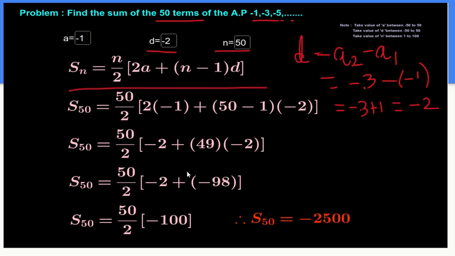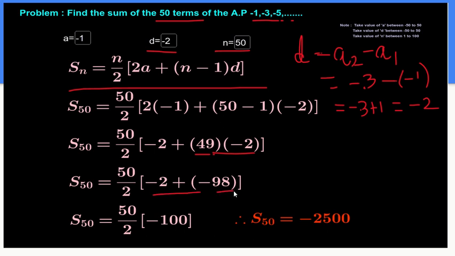Next, what is the formula for SN we learned? If you have an AP series, SN equal to N by 2 into 2A plus N minus 1 into D. Whatever values I have right now, I'm going to substitute in the formula. N is 50, so 50 by 2, 2 into minus 1 plus, 50 minus 1 into minus 2. Let us simplify this. 50 by 2, 2 ones are 2, minus sign. 50 minus 1 is 49, into minus 2. So 50 by 2, minus 2 plus 49 into 2 is 98.